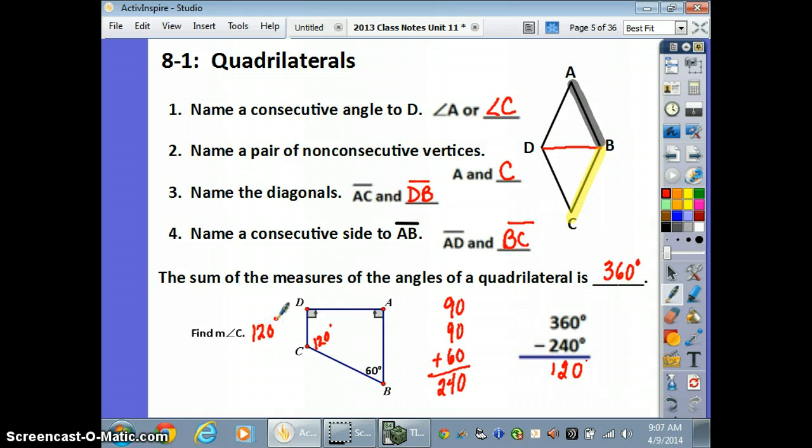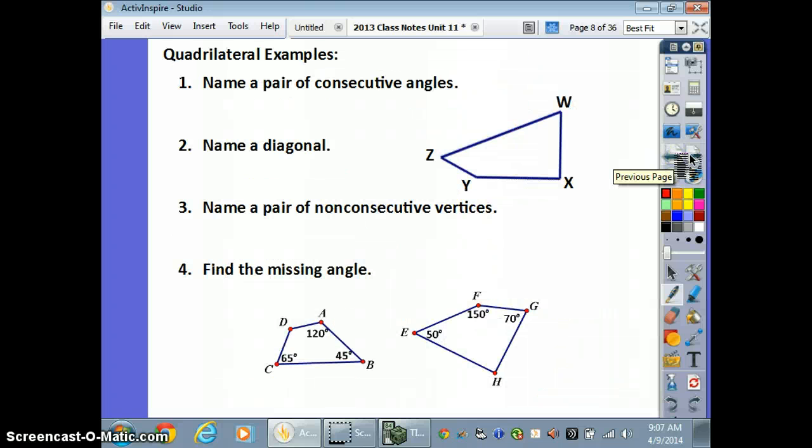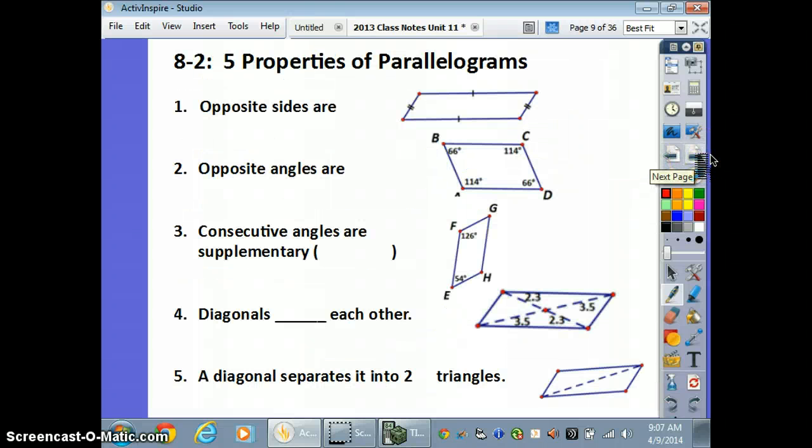Okay, another page. Actually, I think I'll skip this page and I'll let you do this on your own and we'll come back and check it. Let's go one more page. Properties of parallelograms.